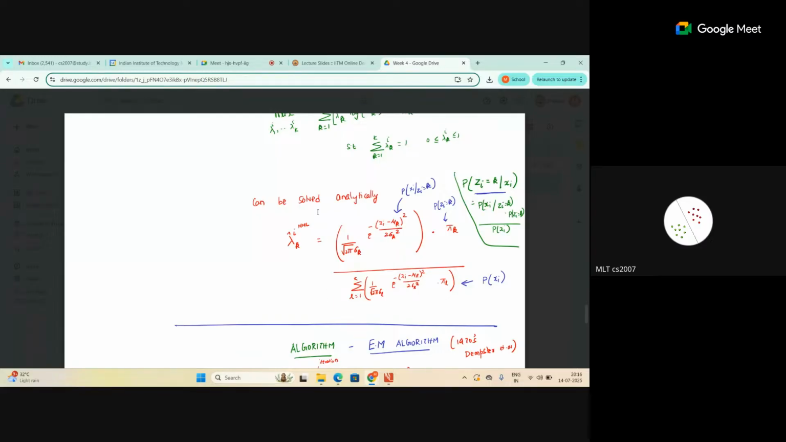Again, I wanted to tell you why it is called the maximization step. If you see this expression for lambda, it looks like this: the probability of zi equals k, there is pi k times some probability, divided by the probability of xi. If you think of this probabilistically, it will look like some expected value.